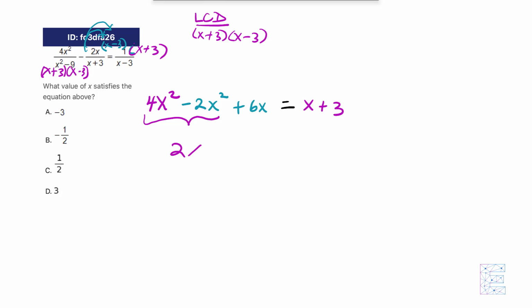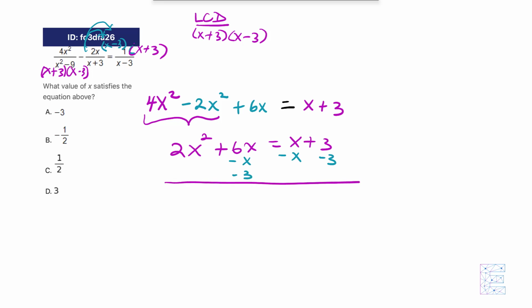This becomes 2x squared plus 6x equals x plus 3. Recall, when you're solving a quadratic equation, you must set it equal to 0. So let's move everything to one side. I'm going to subtract x and I'm going to subtract 3. Whatever you do to one side, you got to do to the other side. Those are gone. So we end up having 2x squared plus 5x minus 3 equals 0.